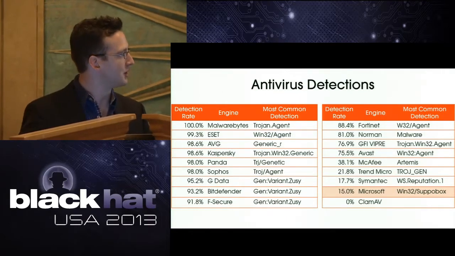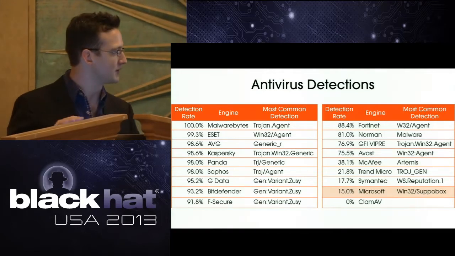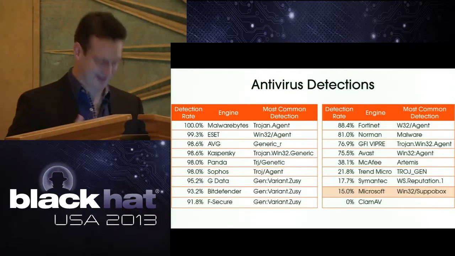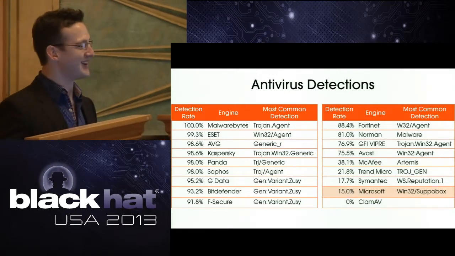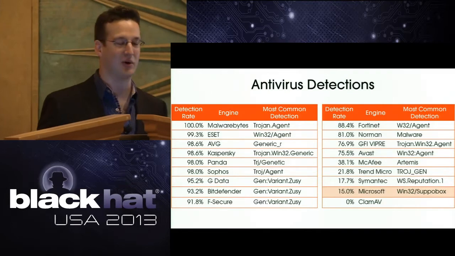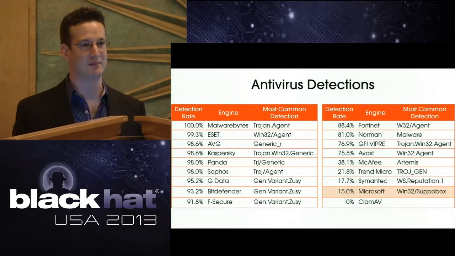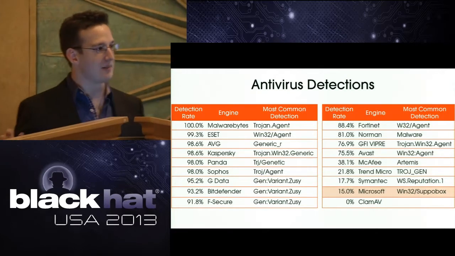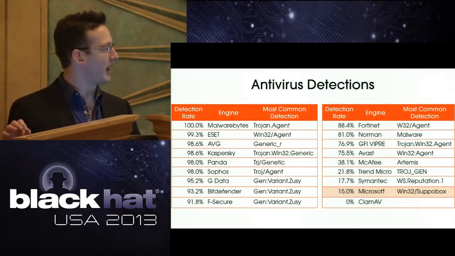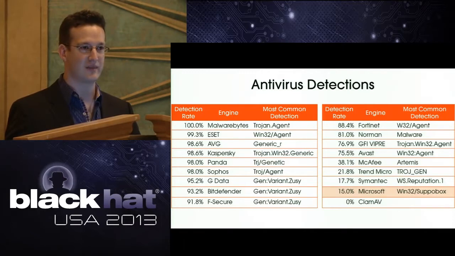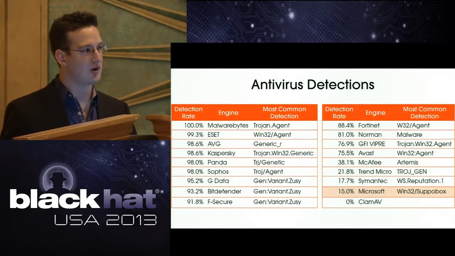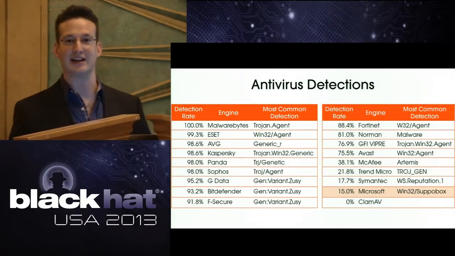Artemis is a generic detection name from McAfee, as is Reputation from Symantec. It kills me to know that my former company, Microsoft, only detected 15% of the samples when they were submitted to VirusTotal. But I am happy to see that every single variant that Microsoft detected was detected by the unique family name Suppobox. There are actually no variants that Microsoft detected that were detected as anything else.